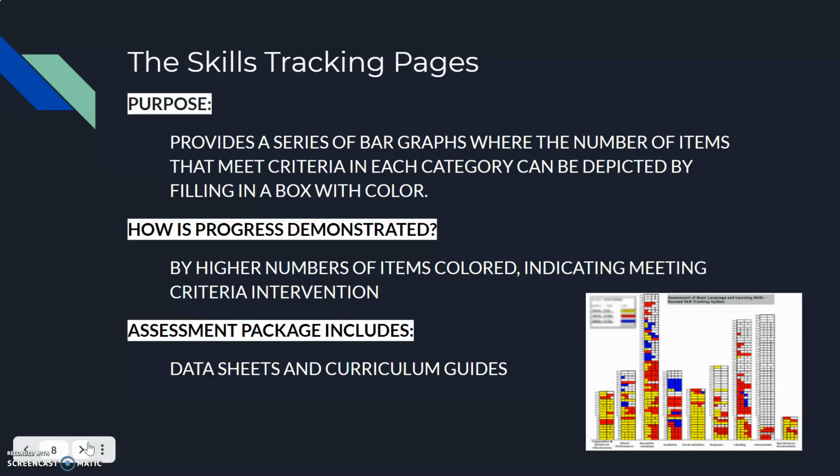By higher numbers of items colored, this indicates to the educator that a student is meeting the criteria intervention that is set in place for them. Usually, we mark this on data sheets and curriculum guides based on what the assessment package gives us for that content area or whatever we're trying to assess. This is very helpful because it helps us to keep track of the progress that the student is making in a way that is logical and coherent for us to understand.